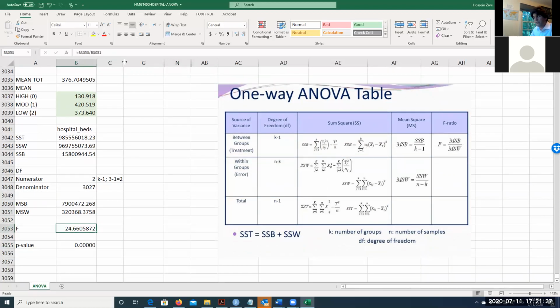And then for the F, this is the formula for it: MSB divided by MSW. I have this and I have 24.6.